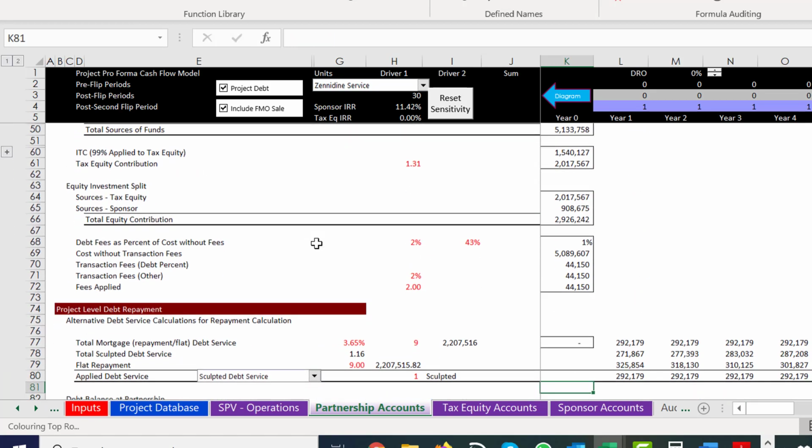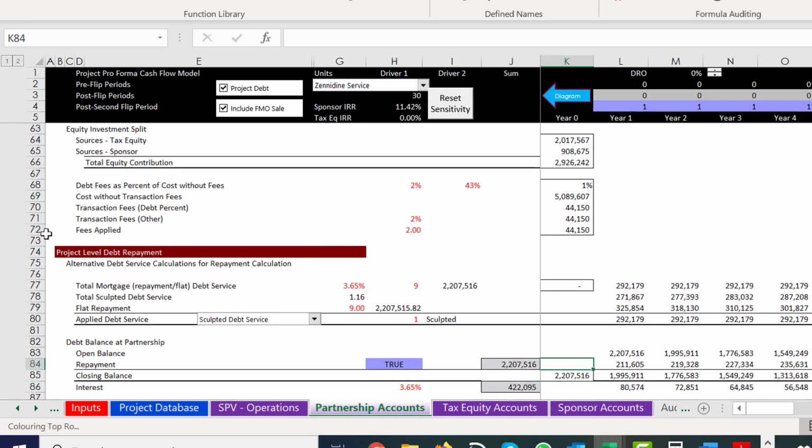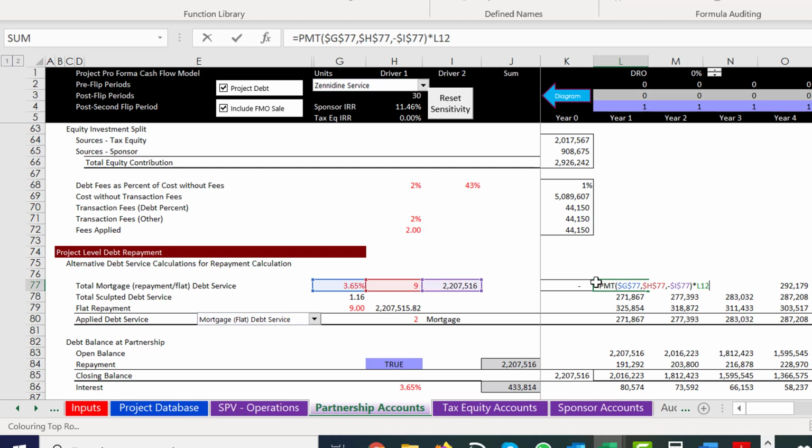Then we take that debt and we repay it. It has nothing to do with the sizing. We can repay it with mortgage debt, sculpted debt, or flat debt. Now let's talk mortgage debt first. That's pretty easy. I think you use a PMT, not PPMT right now. And you just take the amount of the debt. So I put the amount of the debt here from upstairs, the lifetime of the debt, and the interest rate, and we get the payment.